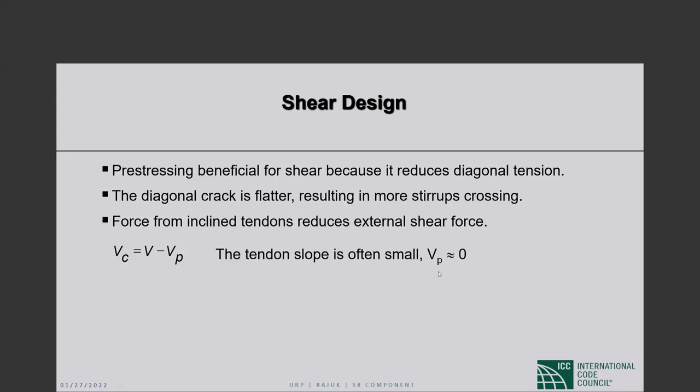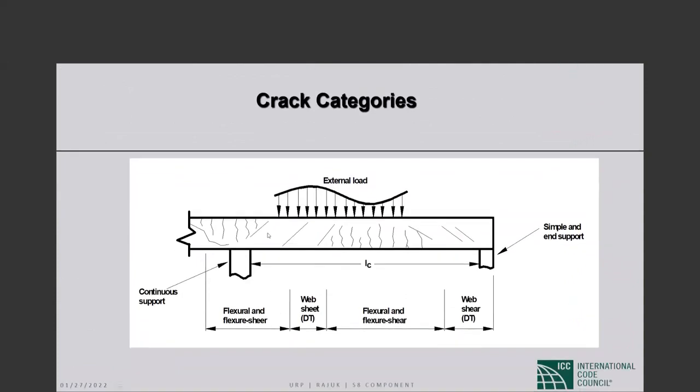So if I have an inclined tendon, this is interesting. As you know, Vc is the concrete shear capacity. V is the total shear. And this is the component from the tendon slope, Vp. So if I have a 10 degree slope, this will be reducing the shear. It's kind of small. If I assume Vp to be zero, I'll be conservative. If you have a really steep profile, you can use that to your advantage in reducing the number of stirrups or increasing the spacing that you need. So I'd like to point out this cracking potential in pre-stressed concrete beams. Now this is a continuous beam.